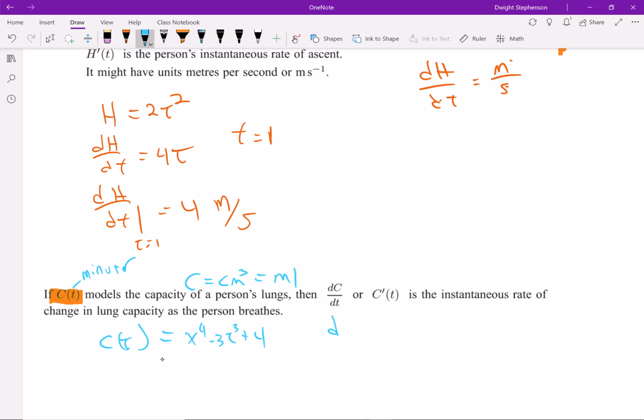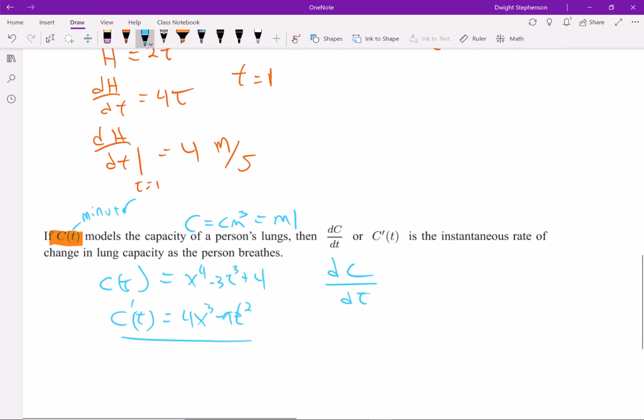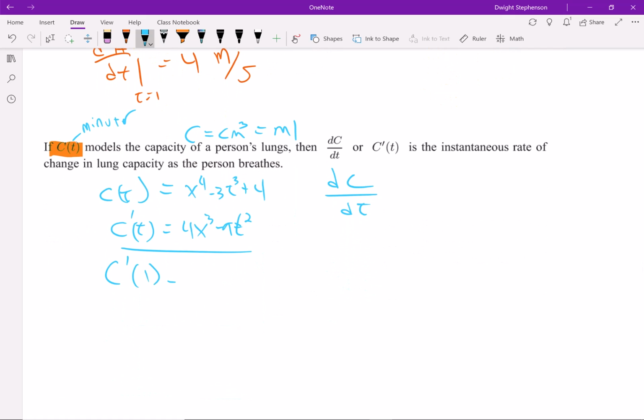If I find dC/dt, another way of writing that is C prime of t. I would get this. And then if I wanted to know C prime of 1, I'll just make it simple again, I would get -5. And the units for this -5 would be milliliters per minute. And what that's saying is that at 1 minute, because my time was in minutes, the rate of change of the volume in the person's lungs is -5. So they're losing 5 milliliters per minute at that exact moment in time.